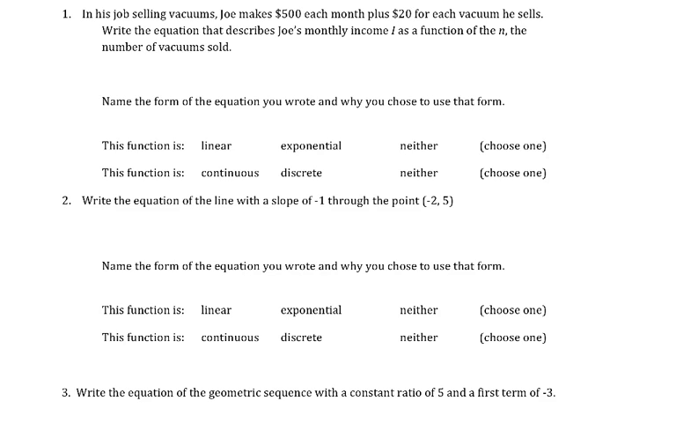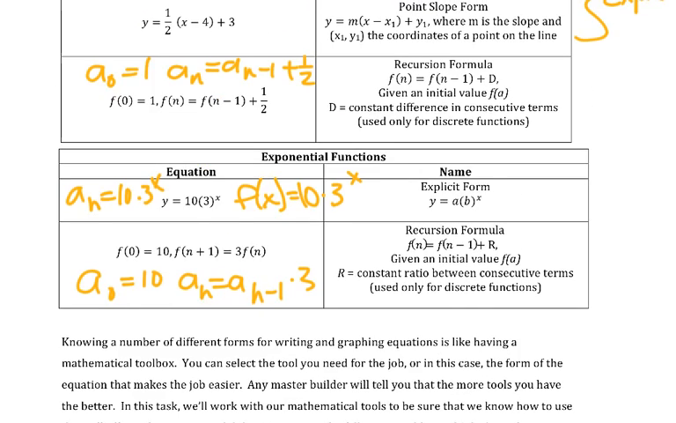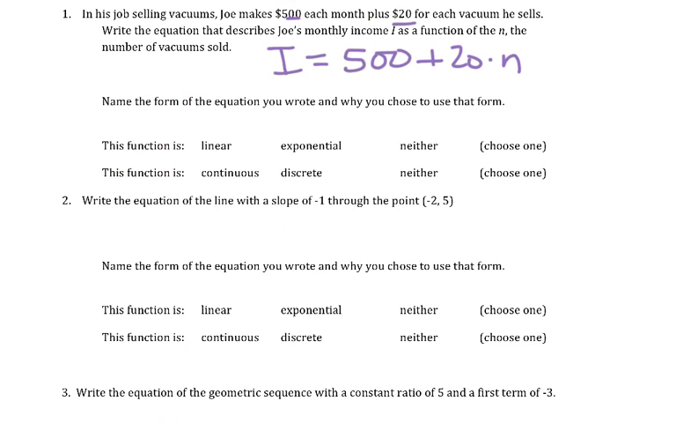So, in his job selling vacuums, Joe makes $500 each month plus $20 for each vacuum he sells. Write the equation that describes Joe's monthly income, I, as a function of n, the number of vacuums sold. So I equals, he starts out with $500 each month, then we add $20 for every vacuum he sells. Okay, so looking at this one, we just kind of did it backwards, but that's essentially that slope-intercept form. Okay, so we added here, so that's definitely linear, and continuous or discrete.